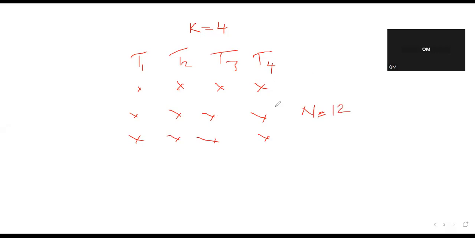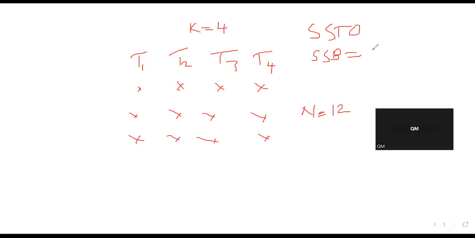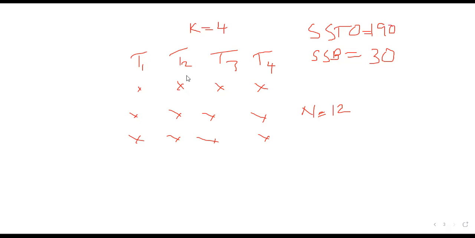Suppose you are given your sum of square total and your sum of square between. Maybe you're given 30 as your sum of square between, and we have 190 as sum of square total. Let me teach you how to balance up the ANOVA table. By now you should have this format. Remember the format for the ANOVA table.